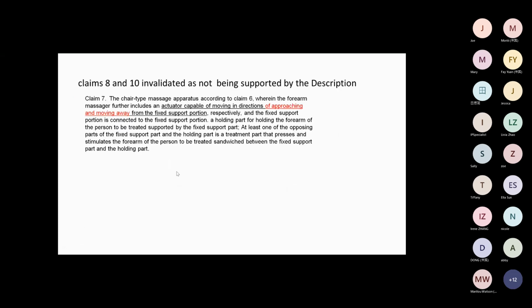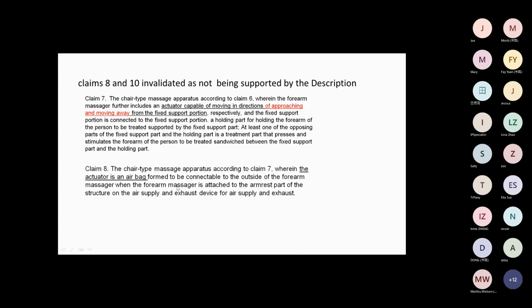I'll just show you that in claim 7. Claim 7 just indicates that the forearm massager includes an actuator capable of moving in the direction of approaching and moving away from the fixed support portion. So claim 7 just limits the claim to an actuator which can move close to and away from the fixed support portion.